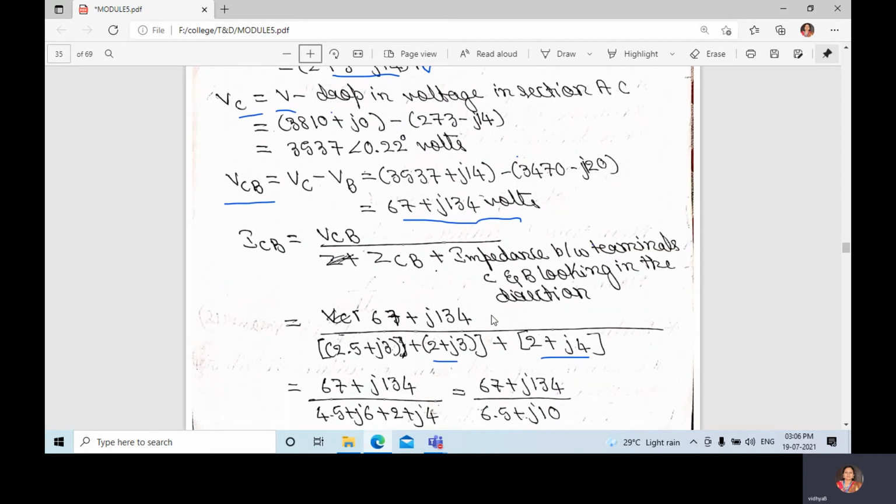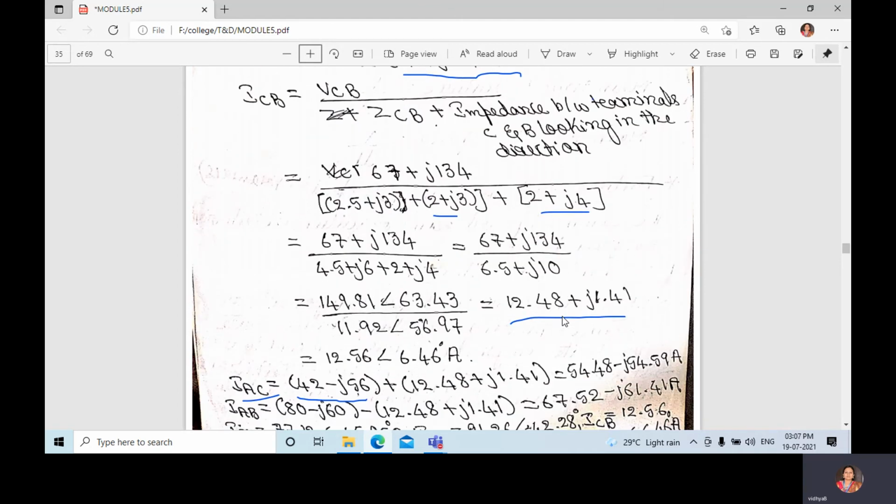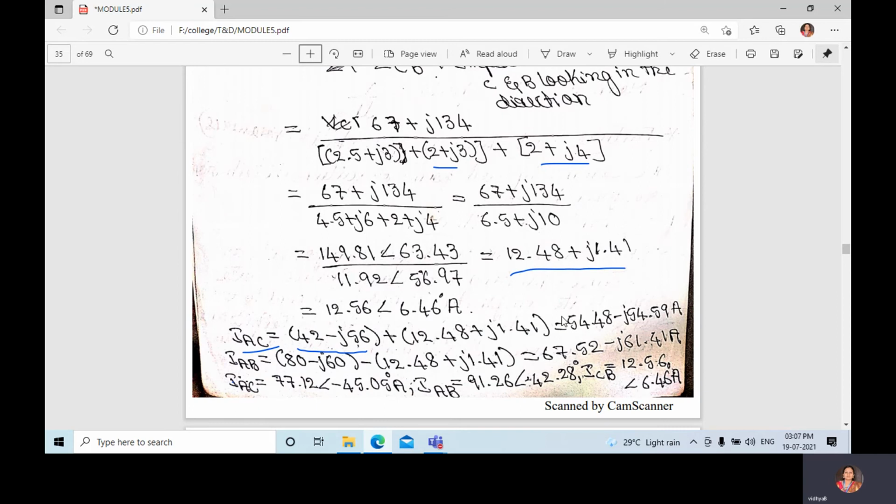Next, if you want to find out the particular current, they have taken the voltage divided by the impedance. Okay, VCB divided by ZCB, that is the impedance between the terminals C and B looking in the direction, that is the overall impedance. Okay, so if you calculate that, you will get 12.56 at angle 6.46.